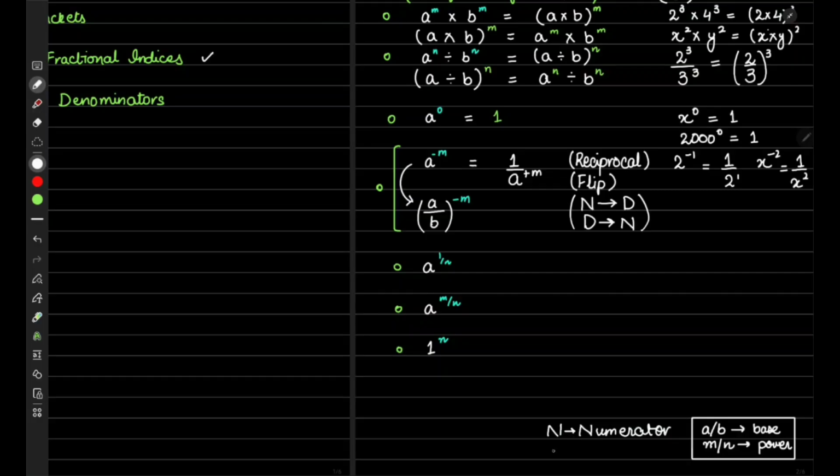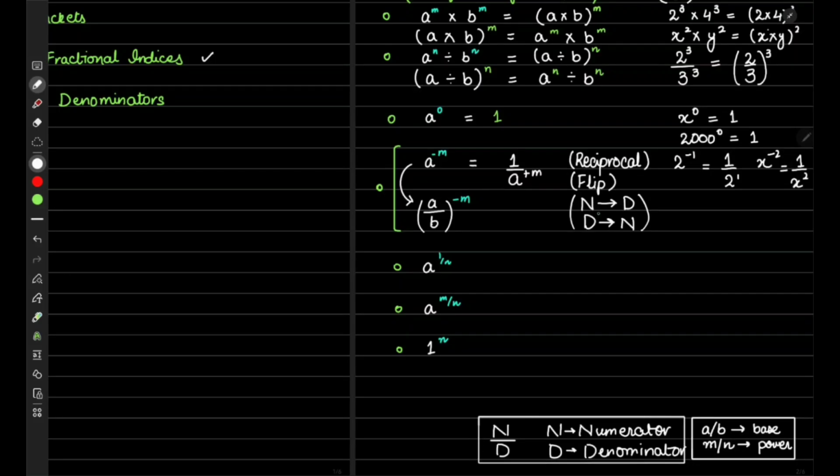Okay, some people don't know about this numerator and denominator, so that is why I am explaining this. I have seen my students mostly don't know about it. So in a fraction, the upper part is the numerator, the lower part is the denominator. So n refers to numerator and d refers to denominator. So this is it.